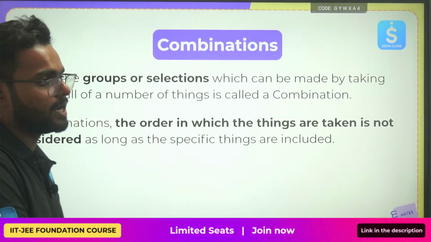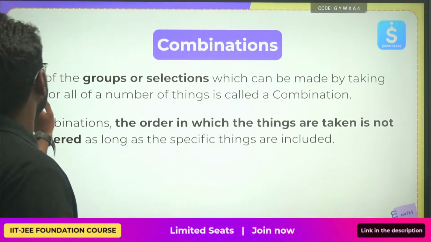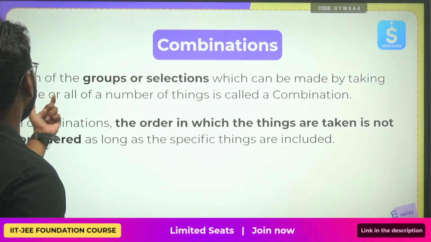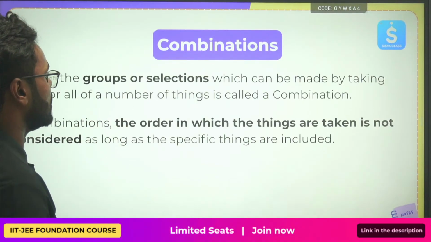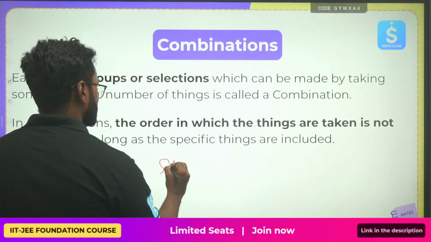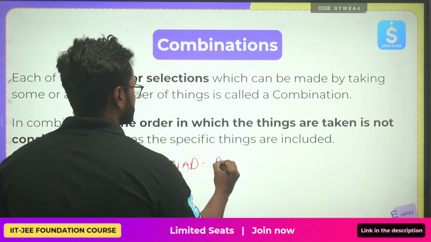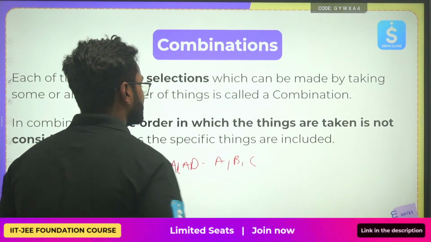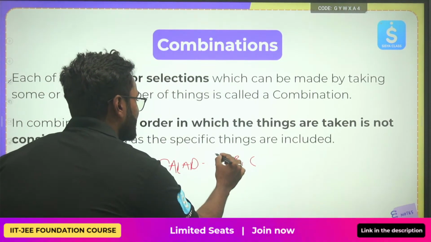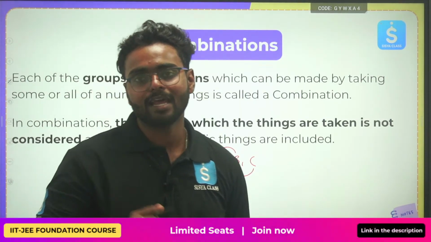Now coming to combinations. Combination is all about selection, my dear friends. Each of the groups or selections which can be made of some or all of a number of things is called a combination. You could take an example of a salad. You would be adding apples, bananas and cherries. The order in which you added does not matter. You could add apple first and banana later, or banana first and cherry later. In any way you can add them.